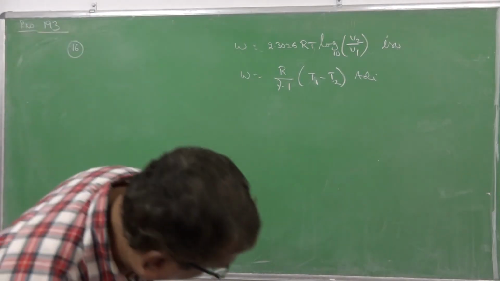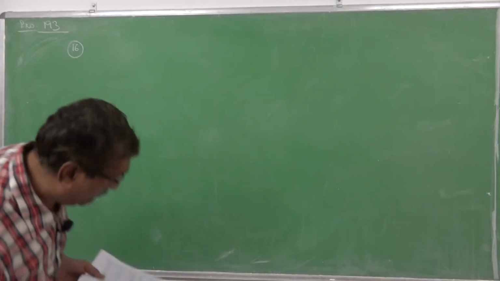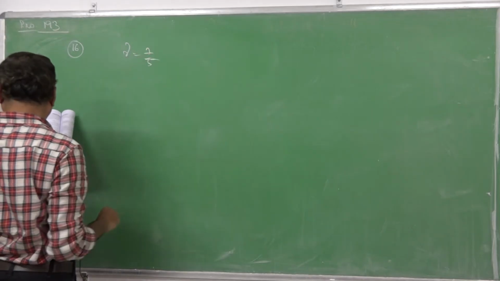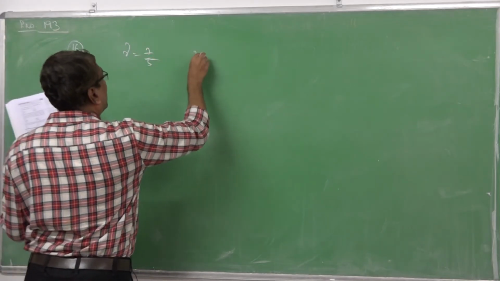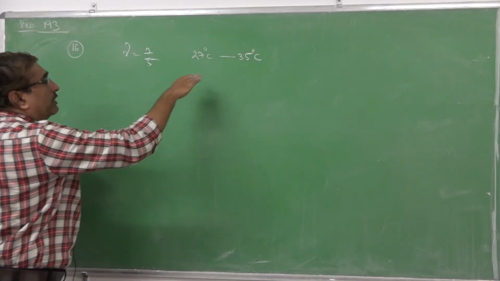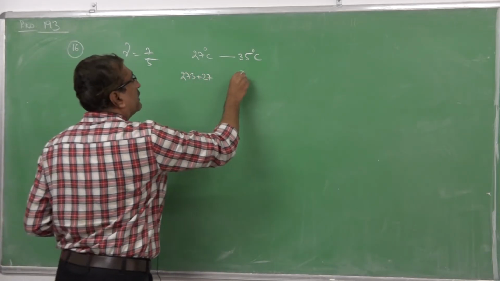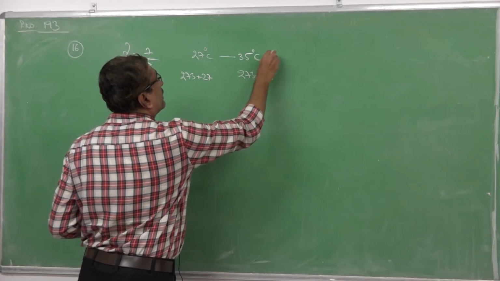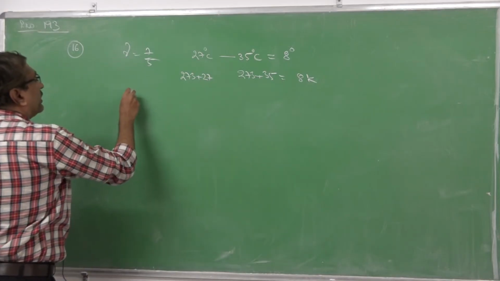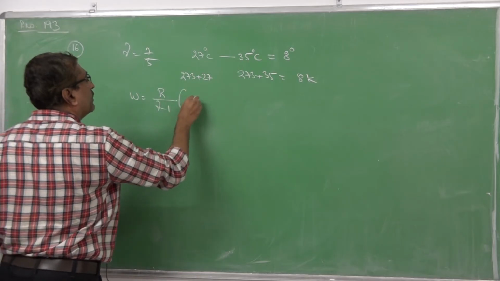So in this problem, 16th one, it is work done in an adiabatic process. 1 mole, gamma is 7 by 5. Temperature changes from 27 degrees centigrade to 35 degrees centigrade. Actually we have to take absolute temperature, that means 273 plus 27 and 273 plus 35. That means the difference is the same, 8 degree, here also 8 K. Now work done is given by R divided by gamma minus 1 into T1 minus T2.